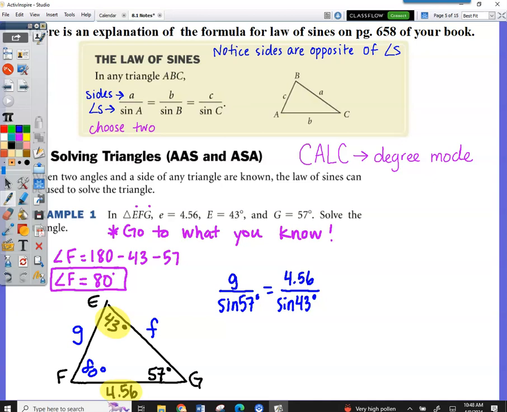Now sometimes you only have to go one time. Sometimes you have to cross multiply and then move something. So I'm going to cross multiply this over here and this over there. Now be careful. Remember, sine of an angle stays together. Don't multiply the angle by a side length. Think of them as blocks moving across. You with me? So this would be G sine 43. And this would be, I like to put the side in the front, 4.56 sine 57.